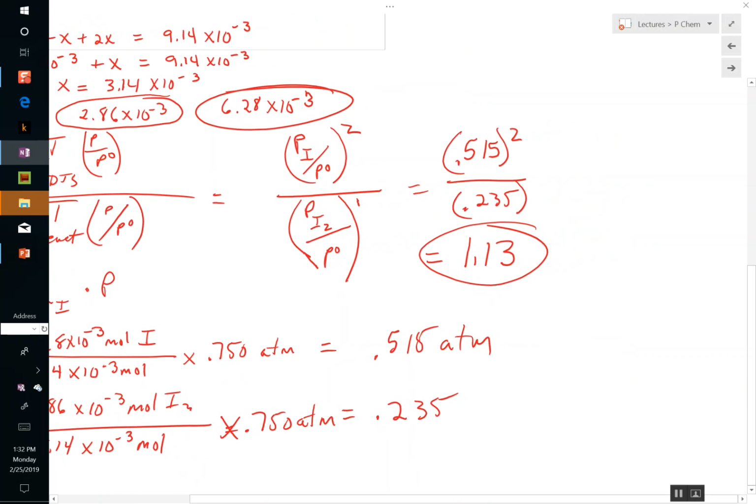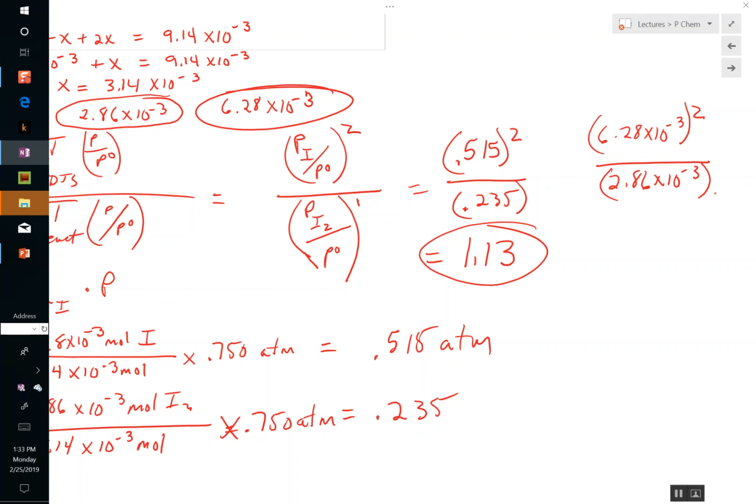So we would have something like this, 6.28 times 10 to the minus third. And Liz, you would want to square that? Yeah. You should also multiply it by 2, right? Well, we already multiplied it, and the x is 3.14 times 10 to the minus third. So we've already multiplied it by 2 to get it to that number. Okay. Let's see what we get here.